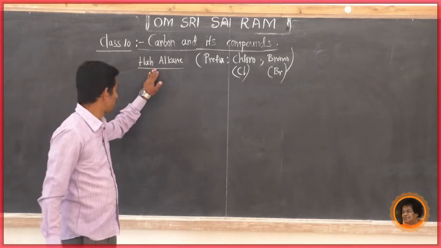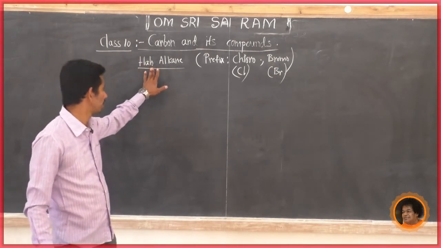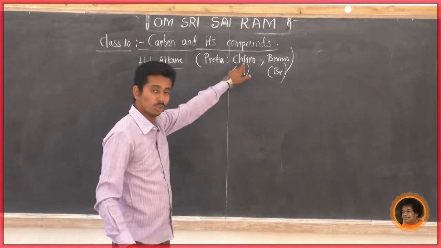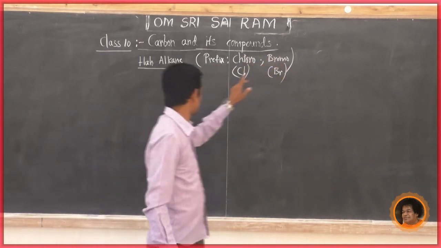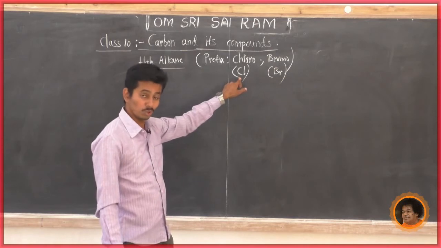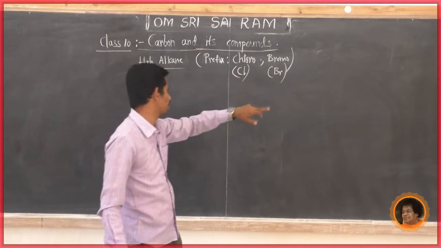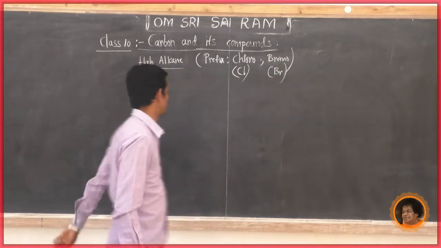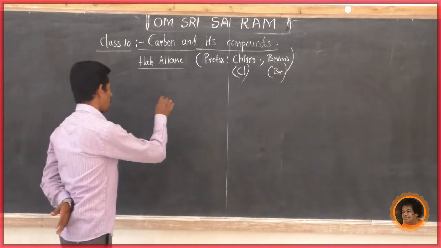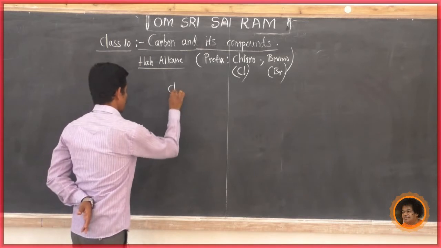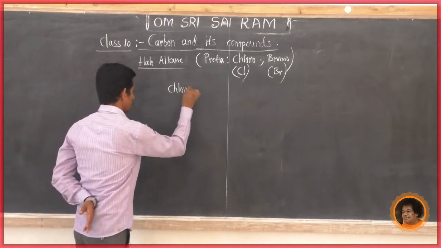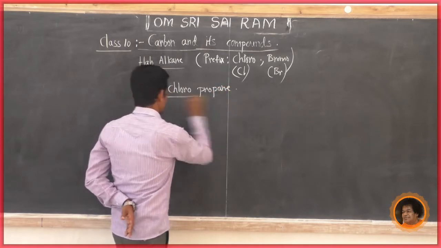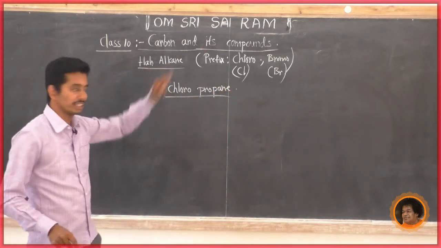Now, the next organic compound is haloalkane. What is the prefix? Prefix means it starts with chloro or bromo. For chloro, the functional group is Cl. For bromo, the functional group is Br. One example: chloropropane. Chloropropane is an example of a haloalkane.